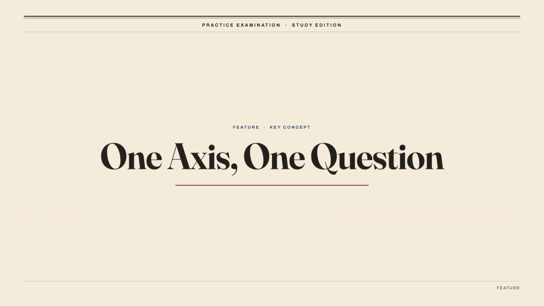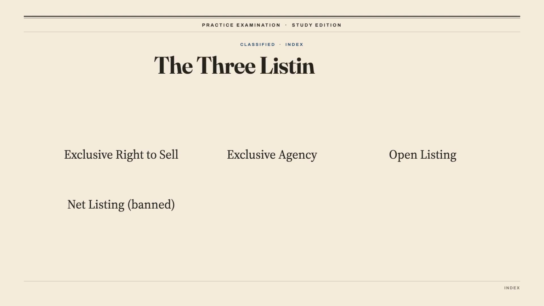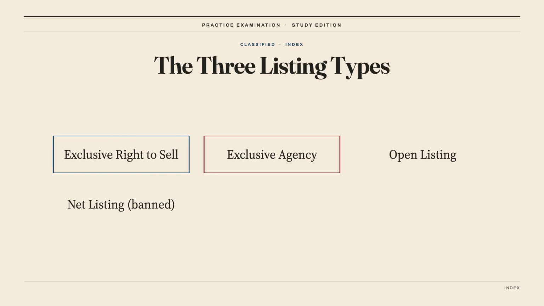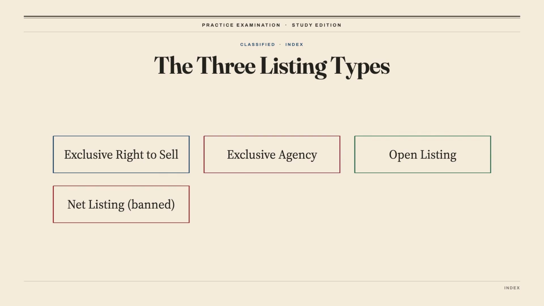Listing agreements can feel like four confusing definitions, but they all sort along a single axis. Under what circumstances does the broker actually get paid? Answer that question and the whole family separates cleanly. Exclusive right to sell pays the broker no matter who finds the buyer, even the seller herself. Exclusive agency blocks other brokers but carves out the seller, who owes nothing if she finds her own buyer. Open listing drops exclusivity entirely, paying only whoever procures the buyer. Net listing isn't even on this axis, and Missouri bans it outright.